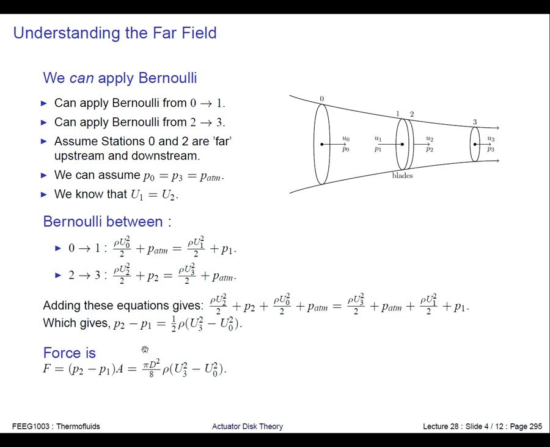So what we're left with is an expression for the pressure drop across the disk in terms of the kinetic energy difference between the far upstream and the far downstream points on our stream tube. We know that the force on the disk is the pressure difference times the area. So this gives us an expression for the force, or the thrust if you like, on our propeller or turbine, and it's proportional to the square of the diameter and the difference in the kinetic energy between the upstream and the downstream.